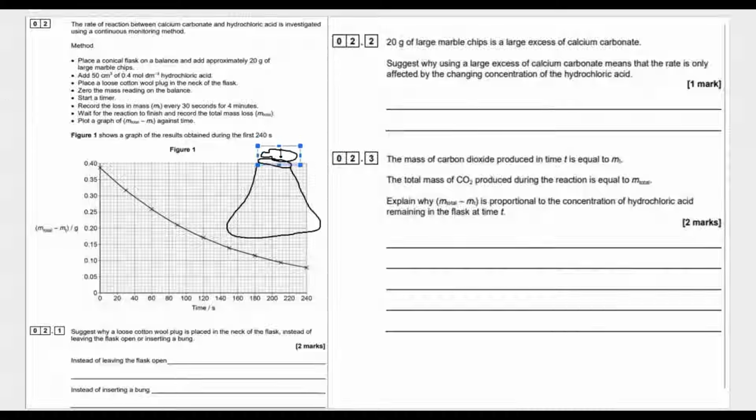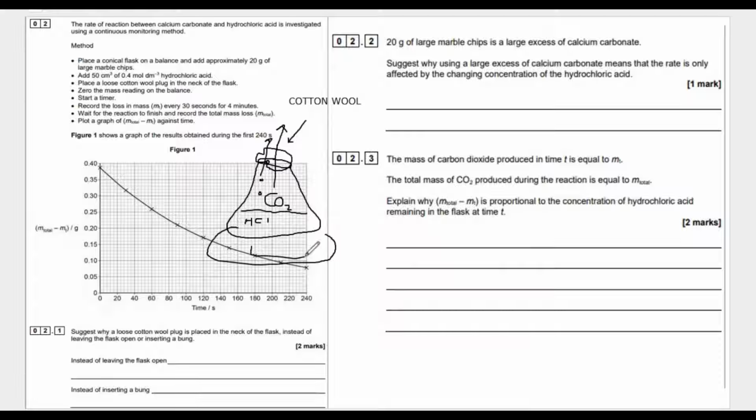Also, the whole point of this reaction is to record the loss in mass. If you keep the carbon dioxide in, how are you going to do that? The carbon dioxide can get through the small holes in the cotton wool, so you get the loss in mass of the carbon dioxide as you want. As we'll see later on, that's proportional to the rate of reaction. So we can use the amount of carbon dioxide that is lost, or the mass that is lost, as a measure of the rate of reaction.